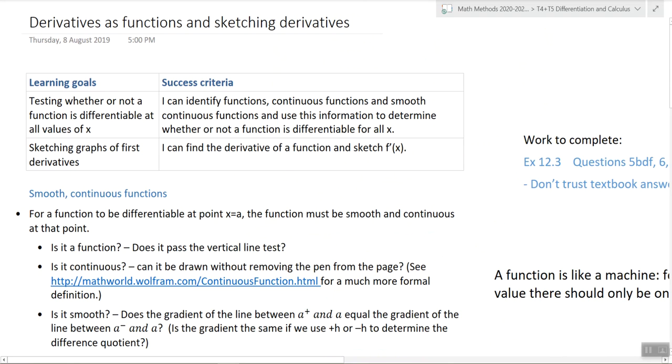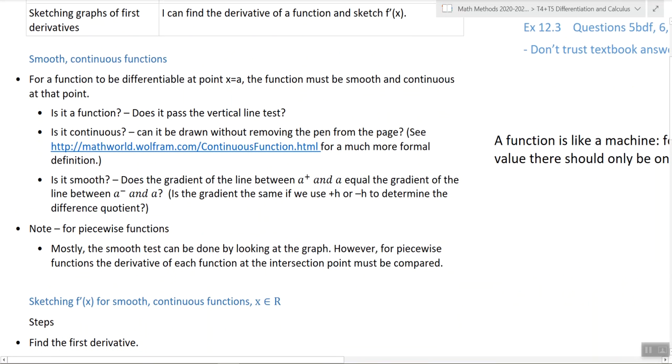Is it continuous? Can you draw it so you never lift your finger off the page? If you can, it's continuous. Okay? A much more formal definition is at that website. Is it smooth? Okay, so this is the bit that may confuse you.